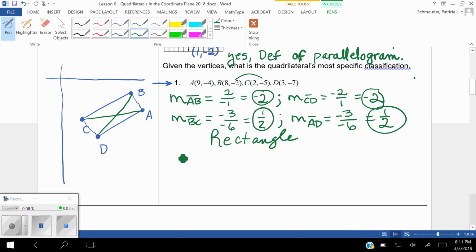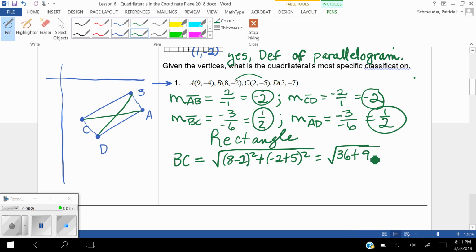Let's find the length of BC. That's going to be 8 minus 2 squared plus negative 2 plus 5 squared. So that's going to be 36 plus 3 squared, which is 9, so that's the square root of 45. I'm not going to simplify that because that's not my final answer. I just want to see if BC and AB are the same length, and then I know I've got a square. Pretty sure they're not, but we've got to go ahead and prove that.